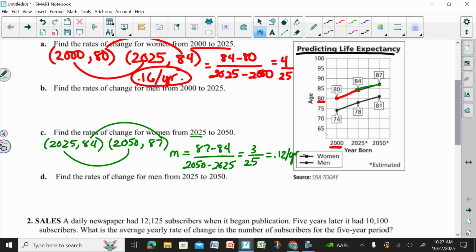And you have to just be careful because they could have said, okay, well, how about from 2000 to 2050? So you just have to read the directions and be very careful because they will not all give you the same data. As you can see here, Part A and Part C gave us completely different rates. Good news is that both of the rates are going up.